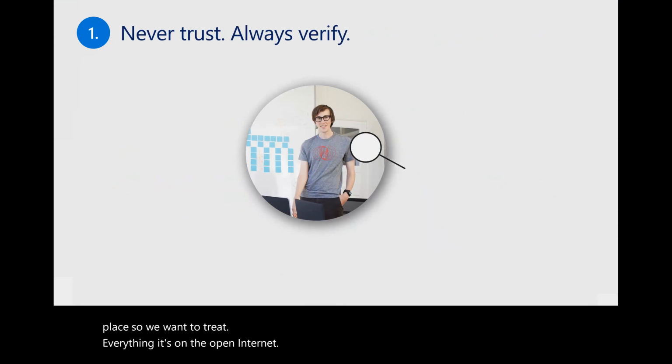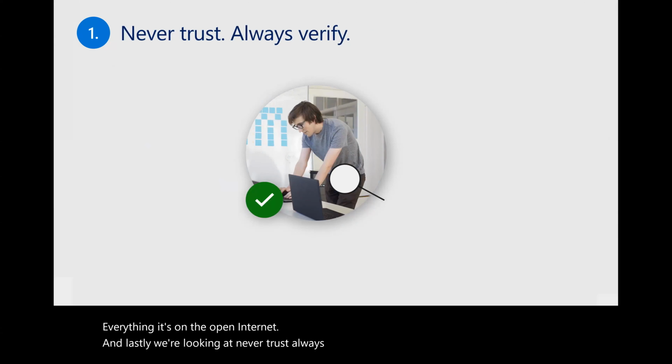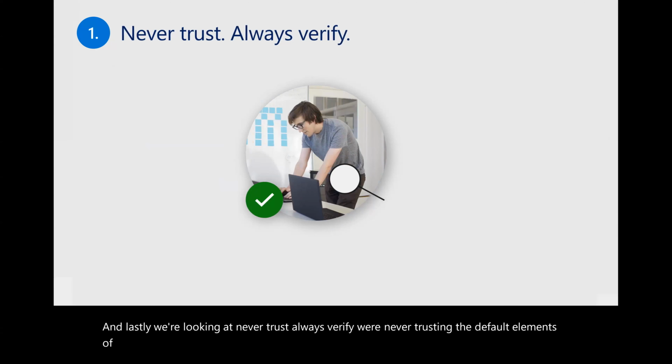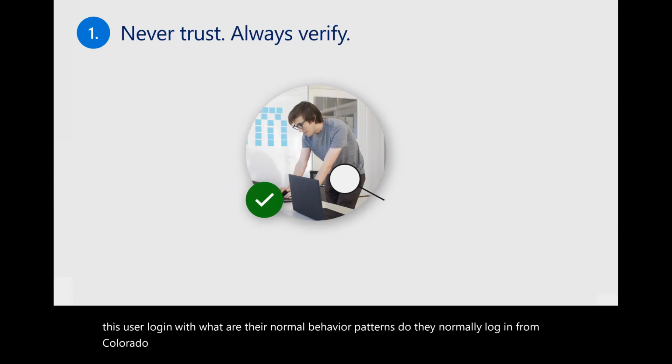And lastly, we're looking at never trust, always verify. We're never trusting the default elements of an environment. So you're not going to trust by default that network they're on. Where is this user logging in from? What are their normal behavior patterns? Do they normally log in from Colorado, and all of a sudden you're seeing logins coming from France or South America? What is their normal behavior?